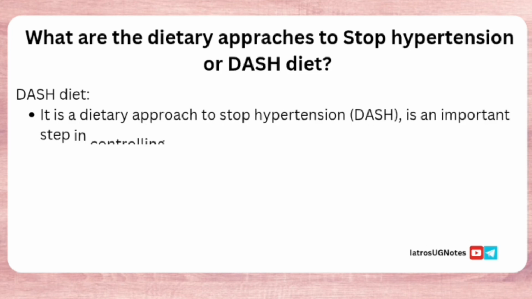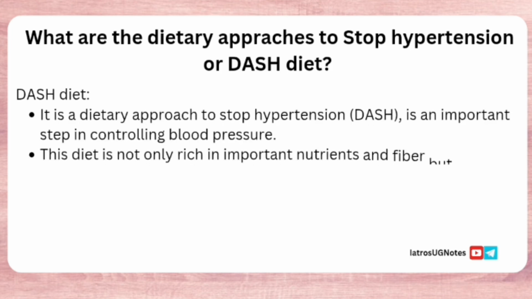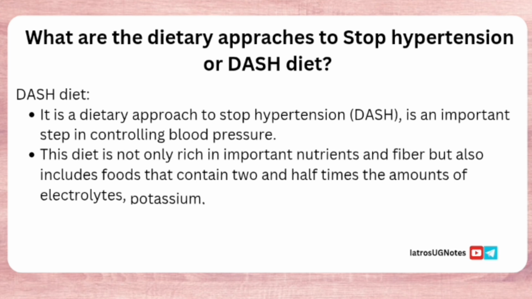What are the dietary approaches to stop hypertension, or DASH diet? DASH diet is a dietary approach to stop hypertension. It is an important step in controlling blood pressure. This diet is not only rich in important nutrients and fiber but also includes foods that contain 2.5 times the amounts of electrolytes, potassium, calcium and magnesium. It makes the following recommendations.